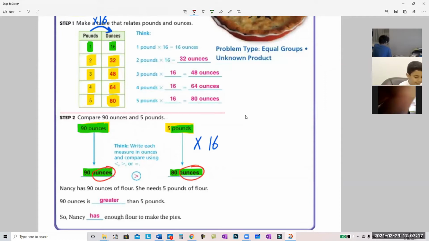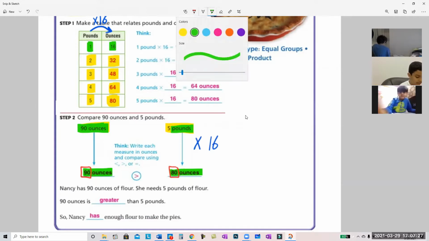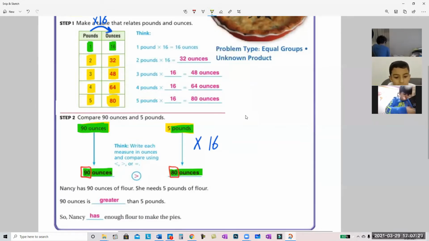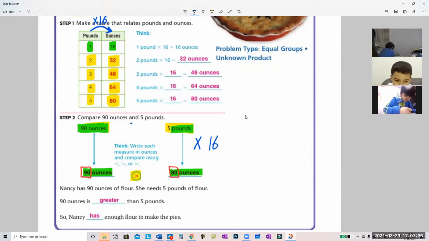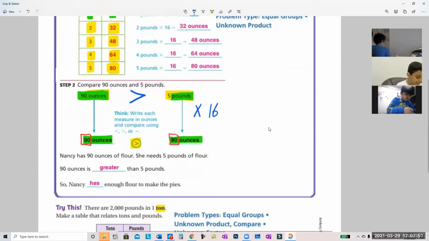So forget about the ounces and let's see the numbers. We have here 90 and we have here 80. So which is greater? 90, of course. So according to that, we can say 90 ounces is greater than 5 pounds. Okay, that's it. Okay, write this, guys, and then we're gonna move to the next one.